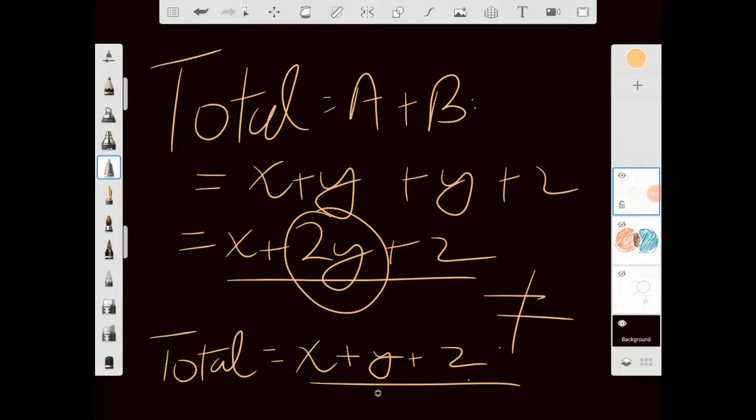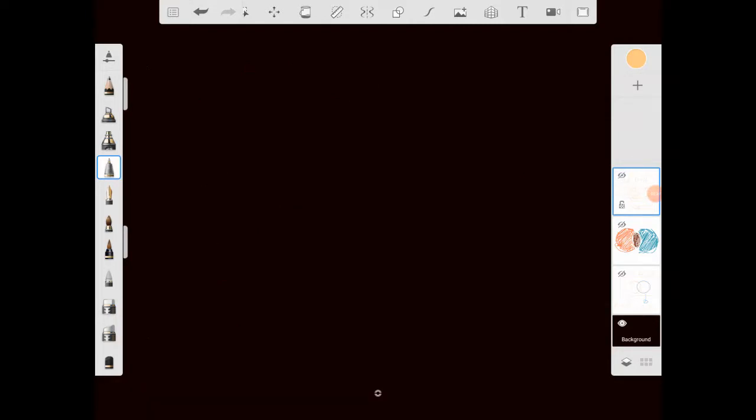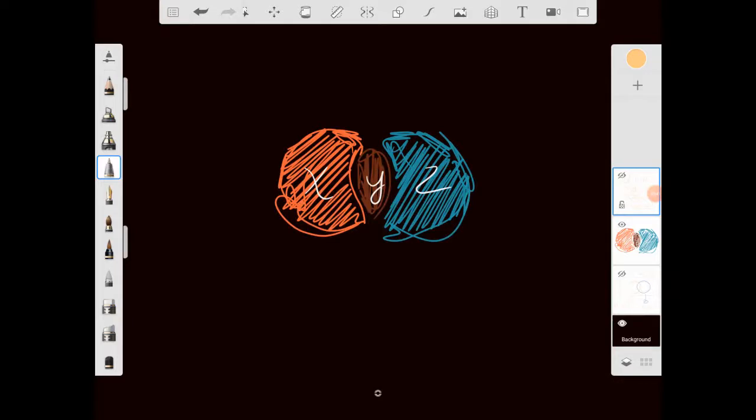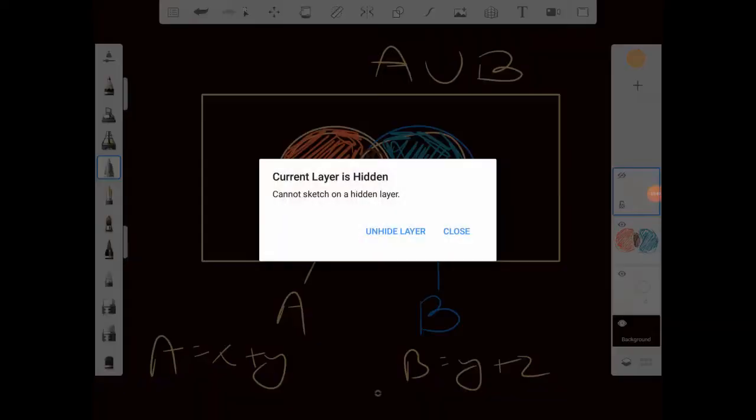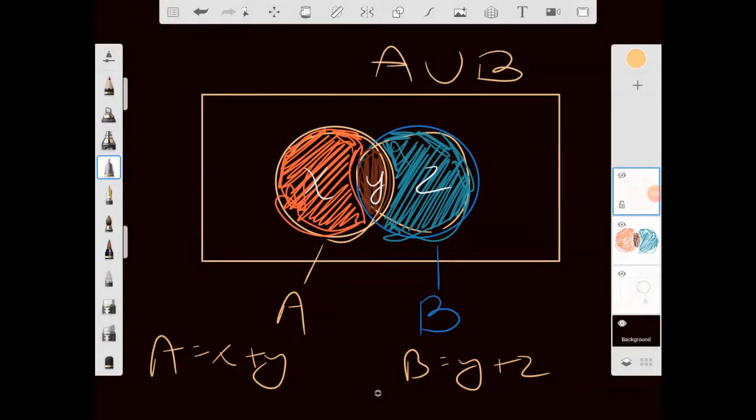So what is the issue? Why did this happen? Let us look back again. When we look at this, we see that I added this Y when I was in A, and I added this Y again when I was in B. So this Y is actually added 2 times. That is what happened here. The intersection part, the common part, was added 2 times. So that is why I am not getting the correct answer.